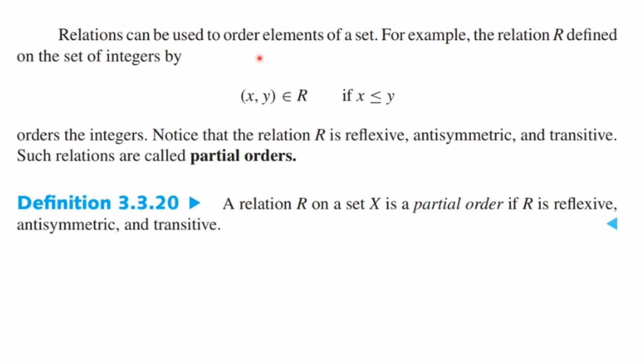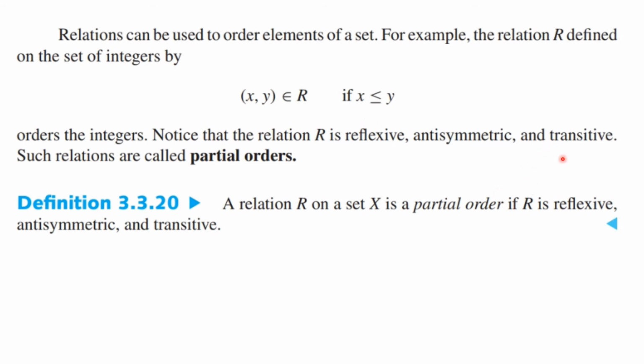Now, relations can be used to enforce an order on elements of a set. For example, if R is defined on the integers by x is less than or equal to y, notice that this is reflexive because x is less than or equal to x. If x is less than or equal to y and y is less than or equal to x, then x equals y. And if the first is less than or equal to the second and the second is less than or equal to the third, then the first is less than or equal to the third.